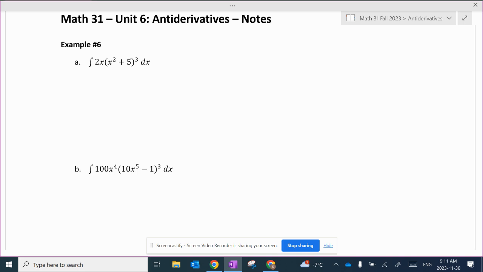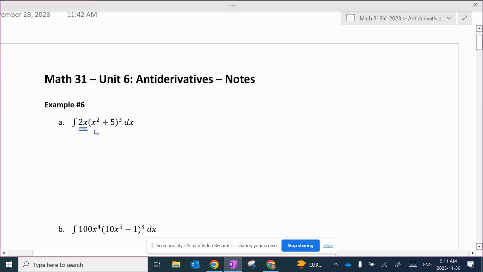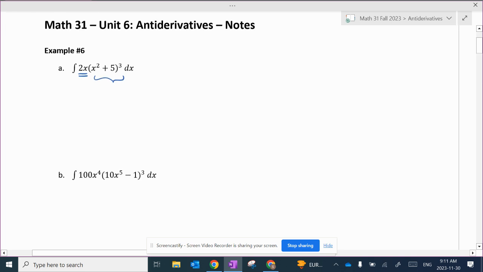This will occur when you have what appears to be either a product or a quotient of polynomials, but the little guy has a special relationship to the rest of the expression. If I look at 2x and then I look at x squared plus 5 all cubed, what's the relationship between those two polynomials? Exactly. 2x is the derivative of the inside of that binomial cubed.